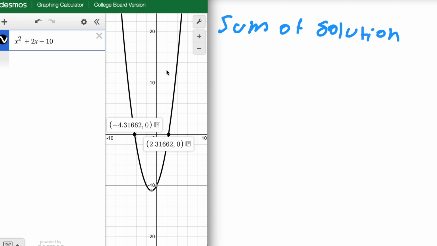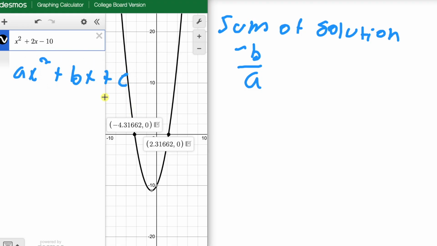But there is a shortcut to get the sum of solutions a lot quicker: the sum of solutions is actually equal to -b over a. The standard formula for a quadratic is ax squared plus bx plus c, where a is the number in front of x squared, b is the number in front of x, and c is the constant. So all you do is -b over a. In this scenario, -b is -2, and a is 1, so -2 over 1 would be the sum of solutions.